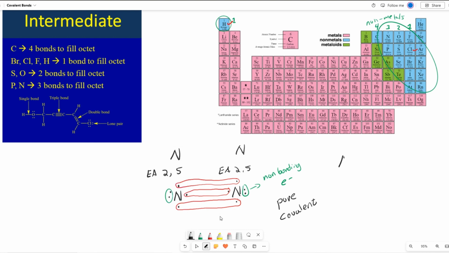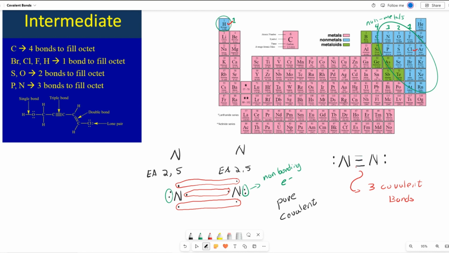Then to draw the Lewis structure for this, we'll put 1 nitrogen, then we'll draw 3 lines, and then the other nitrogen, then put in their non-bonding electrons. These 3 lines represent 3 covalent bonds. Each covalent bond represents 2 electrons being shared. So these 3 lines represent a total of 6 electrons being shared. This is called a triple bond.